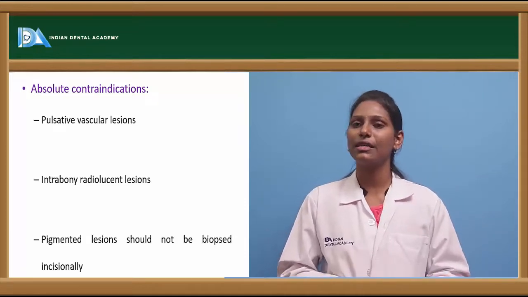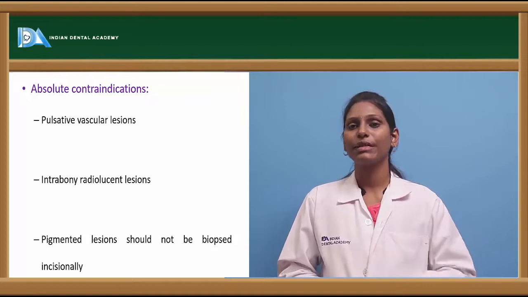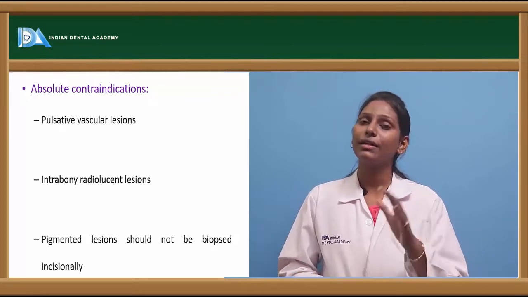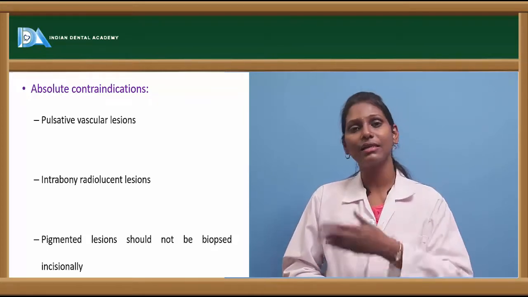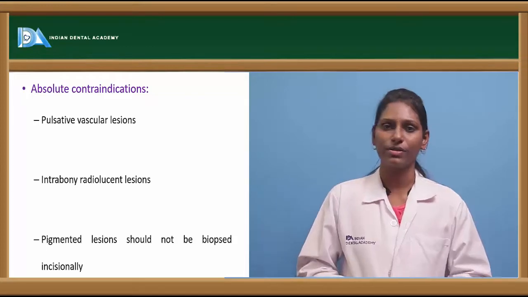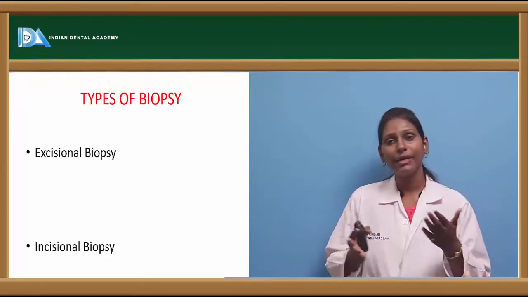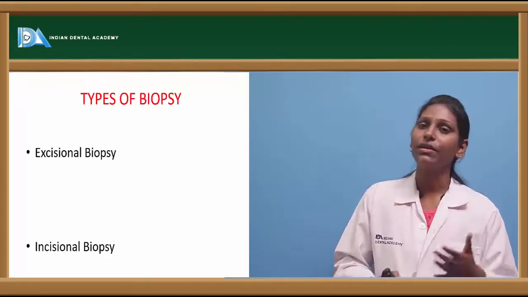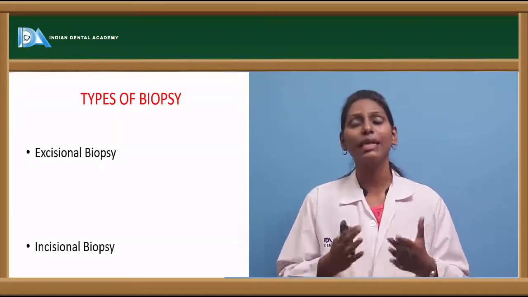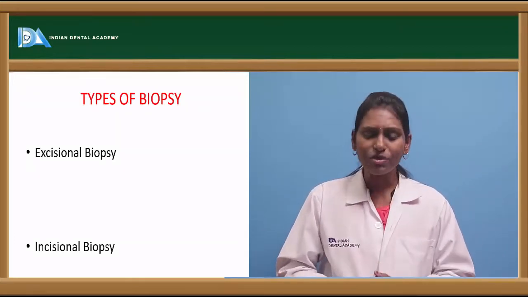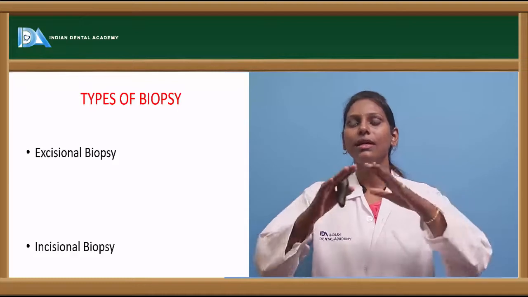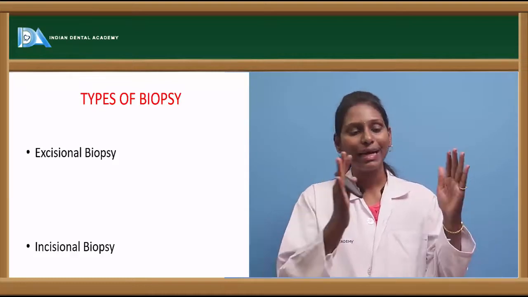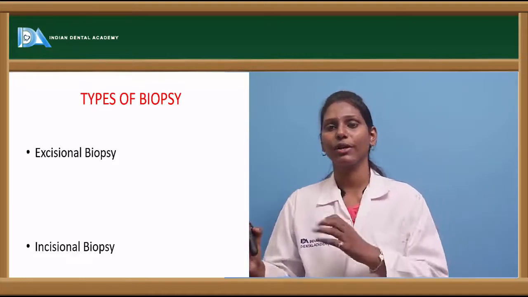And pigmented lesions, as I have said, should not be biopsied incisionally. They have to be taken completely, excised and then sent for histopathological diagnosis. So these are about relative and absolute contraindications of our biopsies. Now coming to types of biopsies. Types of biopsies can be majorly divided into excisional biopsy and incisional biopsy.